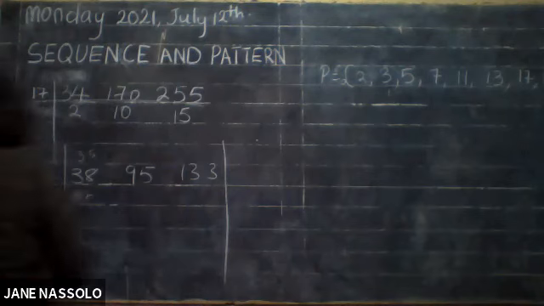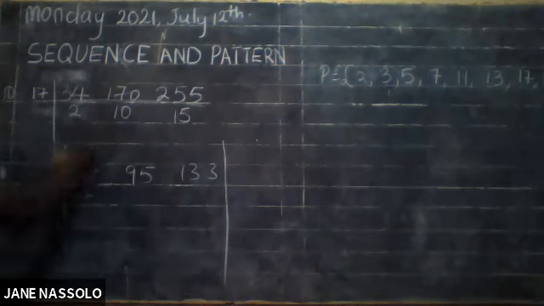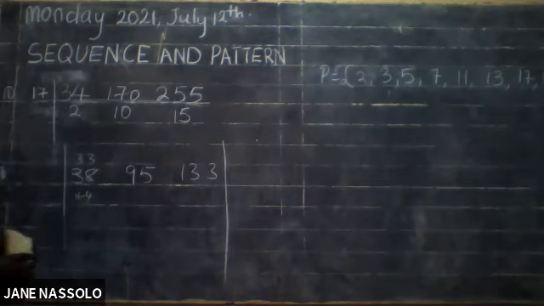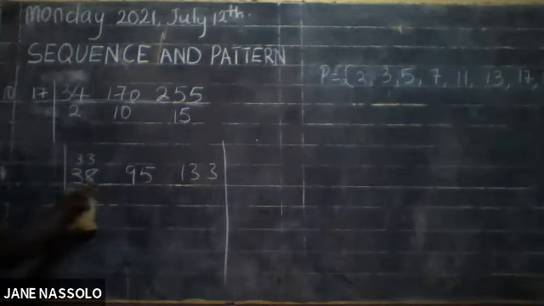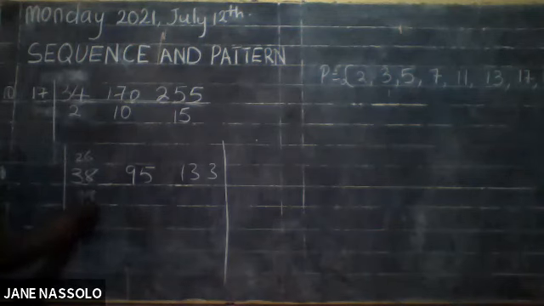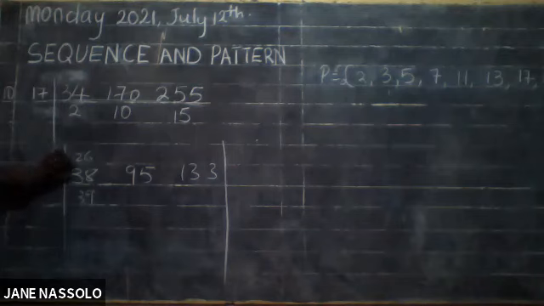The next prime number is 11. The multiples of 11 close to 38 are 33 and 44. Therefore, 11 is not a factor of 38. For 13, when you try, we have 26 and 39. The multiples of 13 close to 38 are 26 and 39. Therefore, 38 is not a multiple of 13.